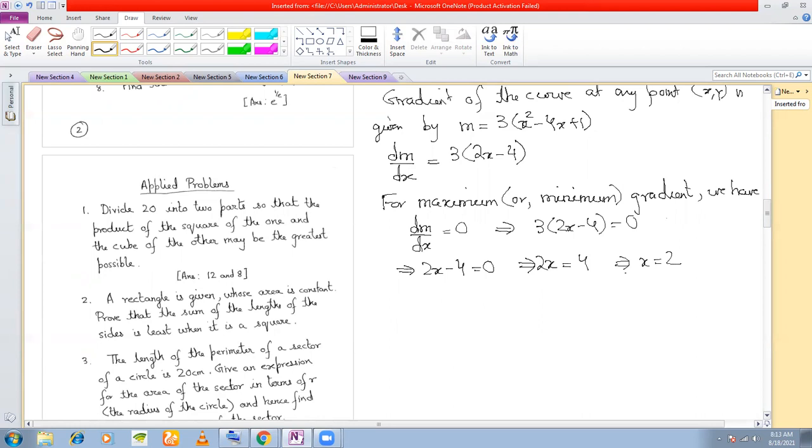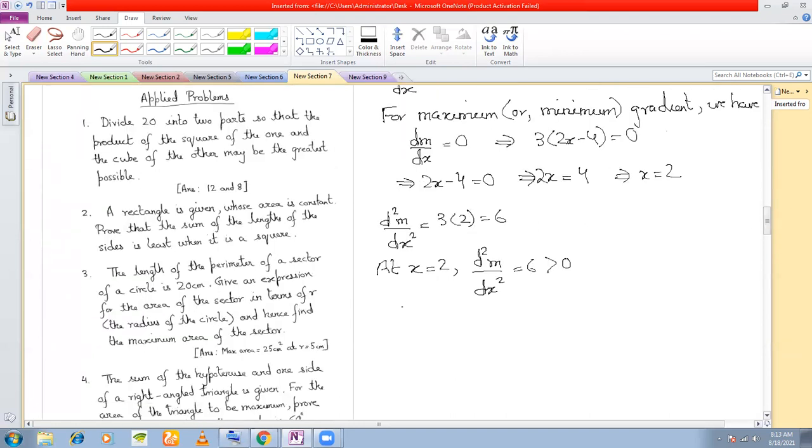How to check whether the gradient is minimum or maximum? Differentiate it once again. d2m/dx2 will be thrice into 2, which is equal to 6. We want to check for maximum or minimum at the point x is equal to 2. At x is equal to 2, d2m/dx2 is a constant function, so it remains equal to 6, which is positive, right?